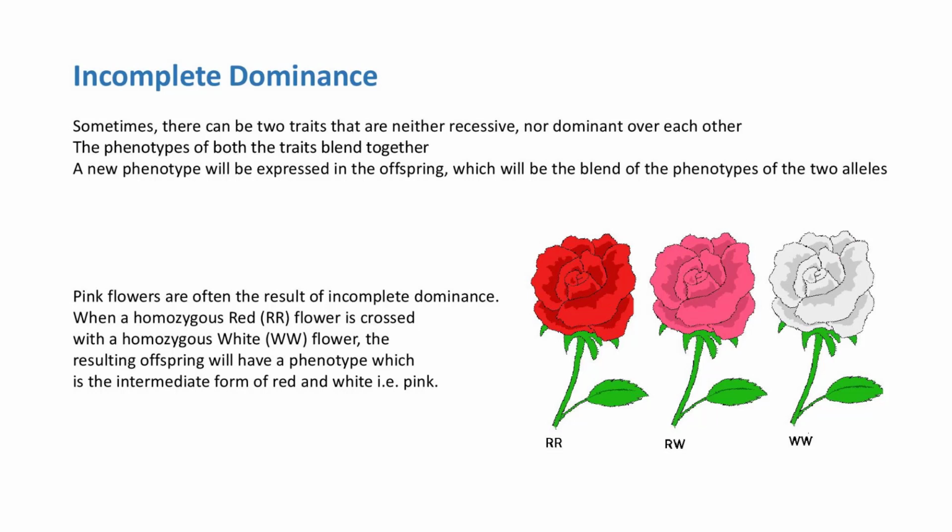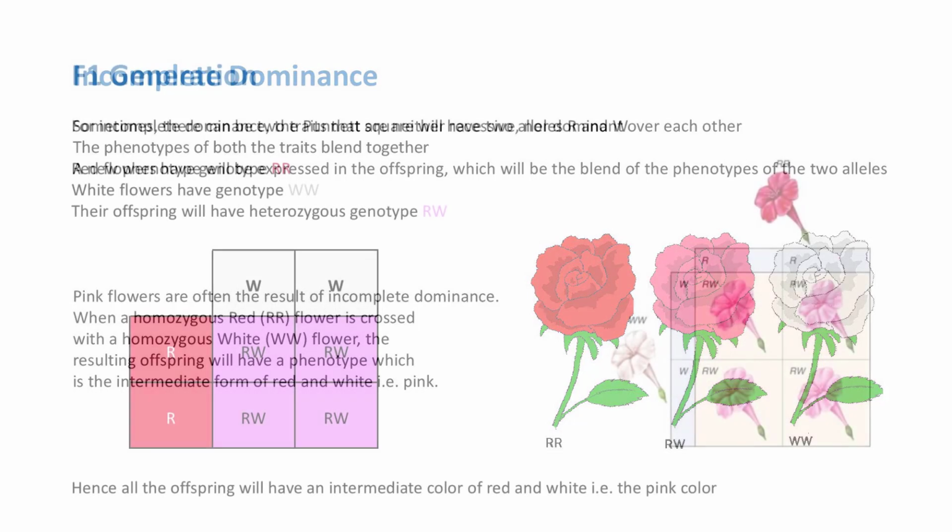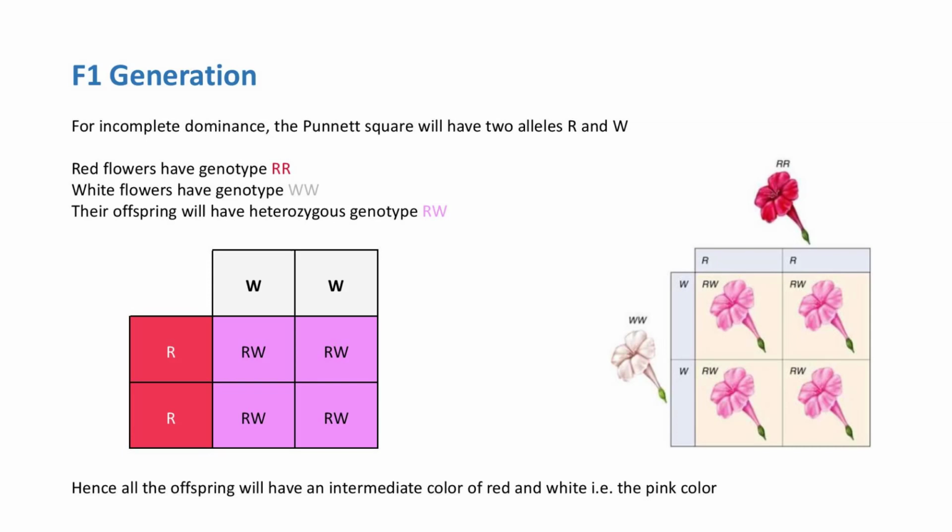Pink flowers are often the result of incomplete dominance. When a homozygous red flower is crossed with a homozygous white flower, the resulting offspring will have a phenotype which is the intermediate form of white and red, that is, the pink color. Let's consider the F1 generation. To determine the phenotype of offspring resulting from the cross of a homozygous white and a homozygous red flower, we solve them using a Punnett square, which shows that all four offspring will be heterozygous pink.